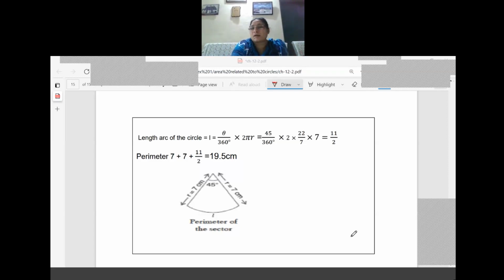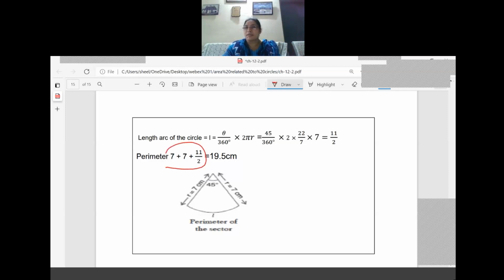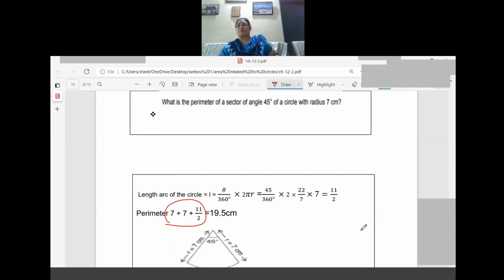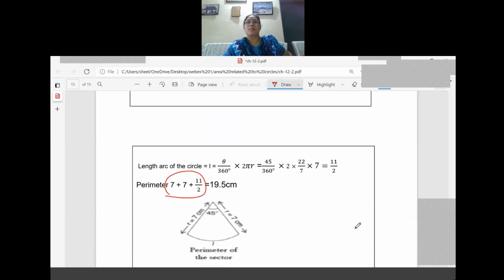If perimeter of the arc is used, then you can go with the length of the arc. Here the word changed: perimeter of the sector. So we should add both the radii and the length of the arc. So 7 plus 7 plus 11 by 2 is equal to 19.5. Once again, the question: what is the perimeter of the sector of angle 45 degree of the circle with radius 7 centimeter? The length of the arc you can find directly with our formula. With that, we should add 2 more radii. Then only the perimeter of the sector is complete. I think the point is clear to you. So it is equal to 19.5.